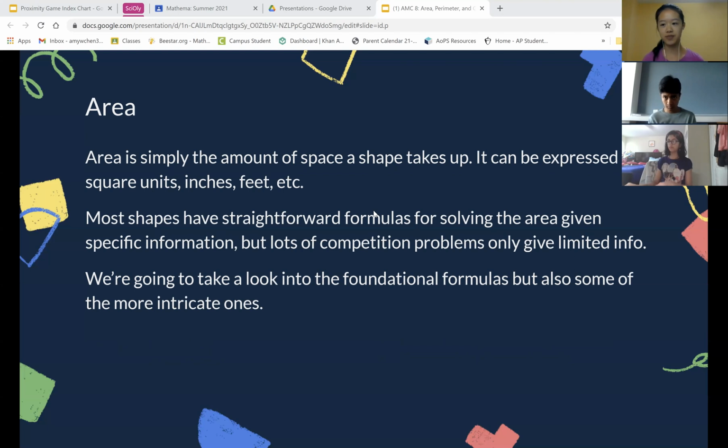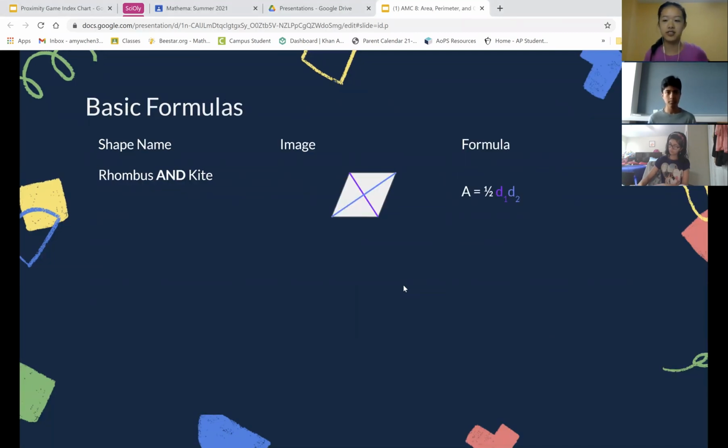However, usually in competitions, they won't be asking you just for the area. It'll be a little bit trickier, and they won't give you all the information needed to find the area. A lot of times you also have to use combinations of formulas, like 3 or 4 formulas in one problem, to find the area of a more intricate shape. Okay, so let's go over some basic formulas first.